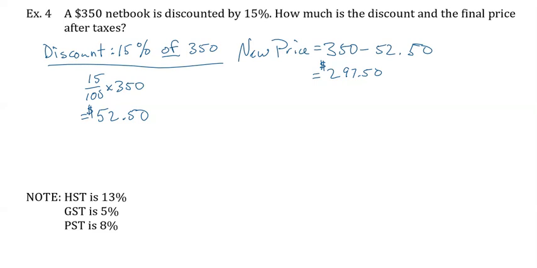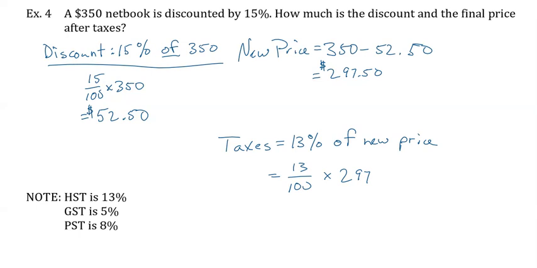Taxes will equal 13% of the new price, which is 13 over 100 times 297.50. And if I round that, I get 38.68. And what do I do with that? Brandon? You add it. So the discount we subtracted, the taxes we added.